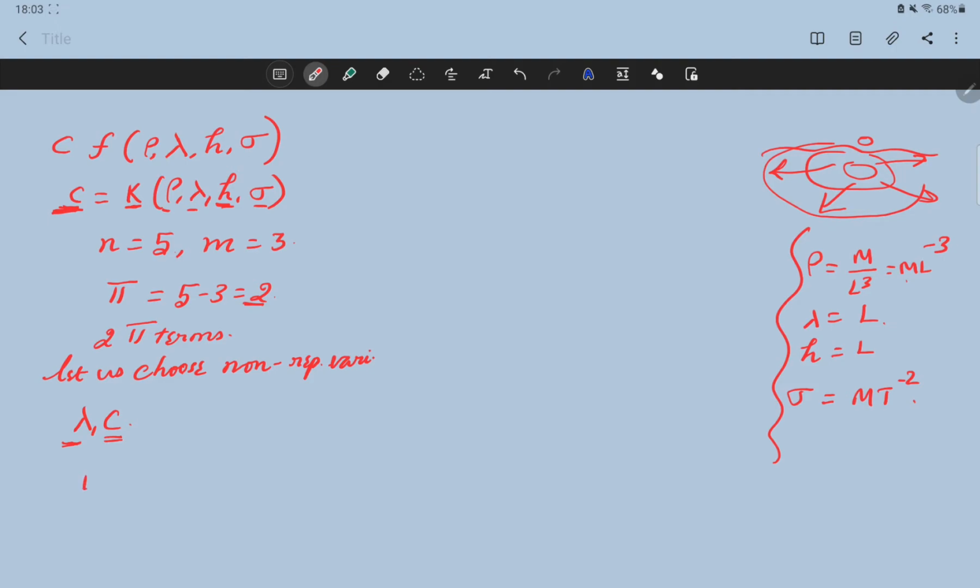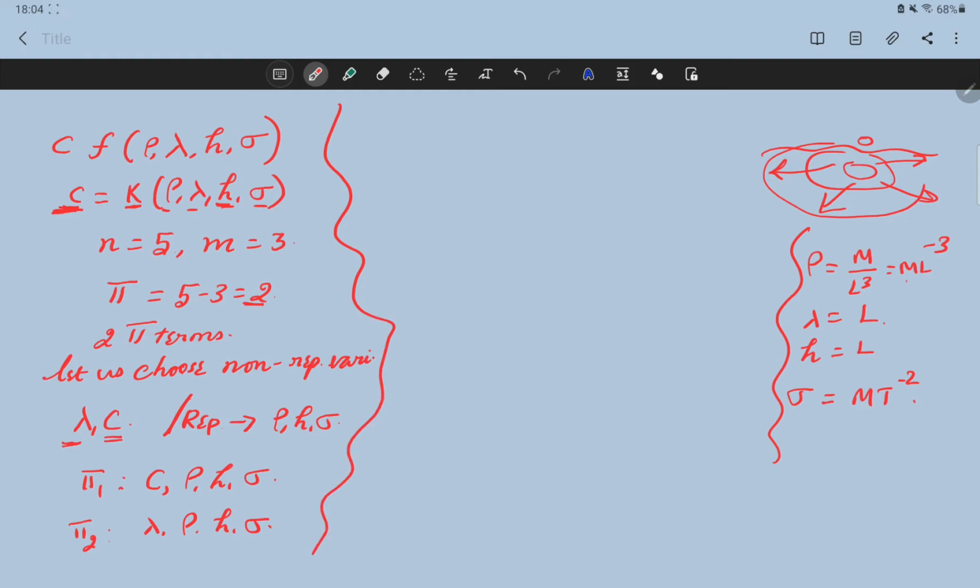So now I can write pi 1 is nothing but c, and then all the repeating variables. If these two are the non-repeating variables, then the repeating variables would be rho, h, and sigma. So c, rho, h, and sigma. And then what is pi 2? Pi 2 would be lambda, rho, h, sigma.